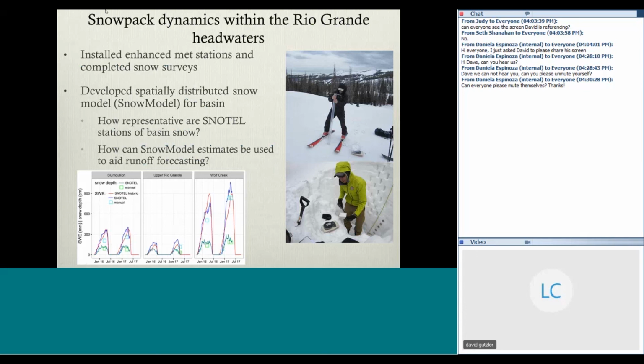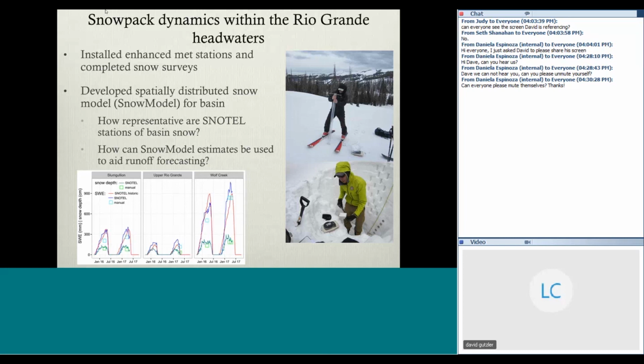Yeah, so as a part of this study, we're looking at snowpack processes and trying to see if we can use a combination of field-based observations as well as modeling techniques to potentially improve snow estimates for the basin. So as a part of our field-based activities, we installed 3 enhanced meteorological stations within the basin to collect some auxiliary data, things like relative humidity and wind speed and radiation, variables that are really important for snow evolution but aren't traditionally collected at things like SNOTEL stations.